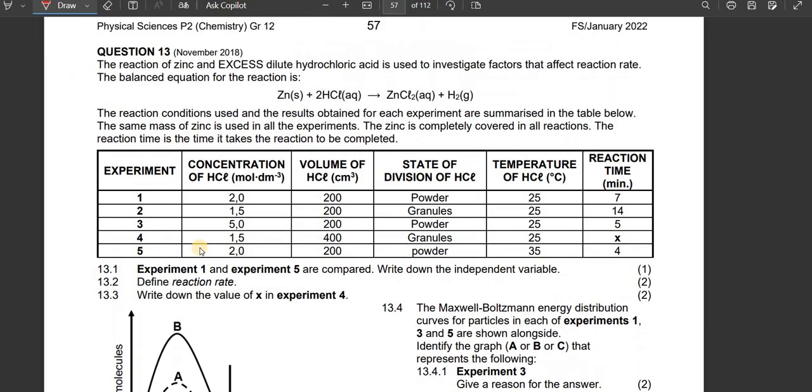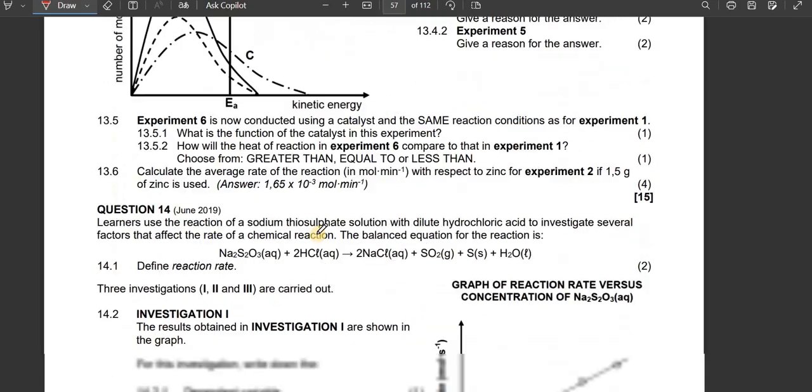Check, guys, they're still using, this one is what? Zinc, that gas forming reaction. We did something like this before. They repeated it, it was in 2018.